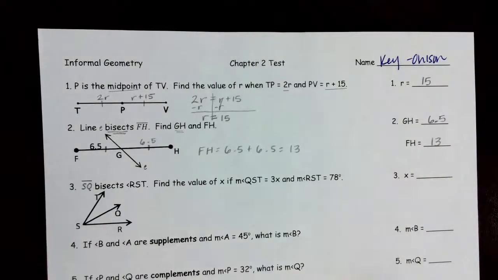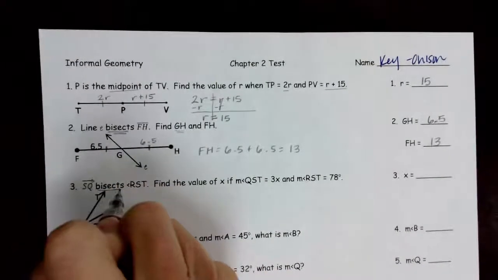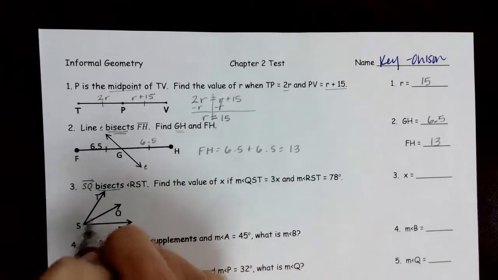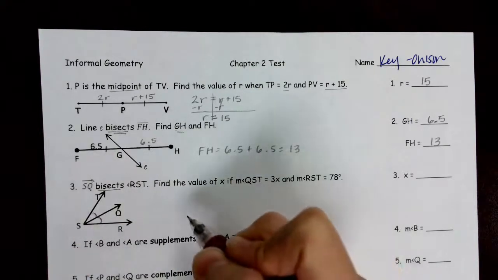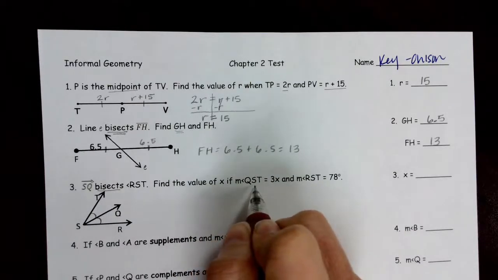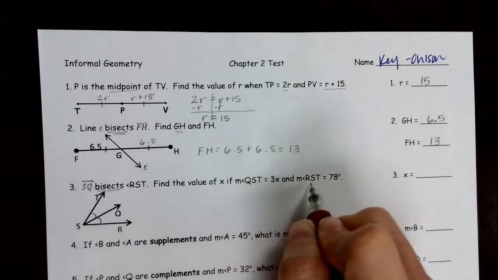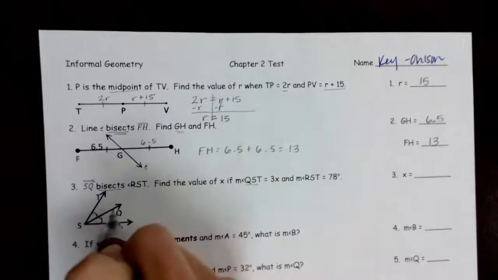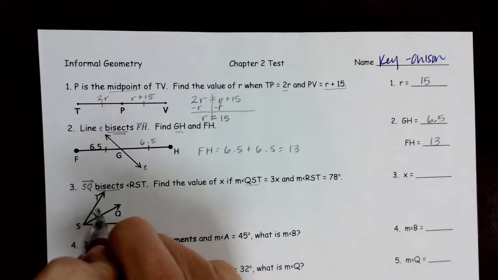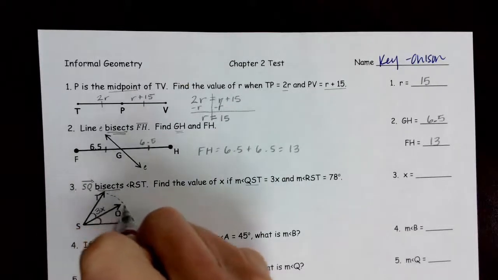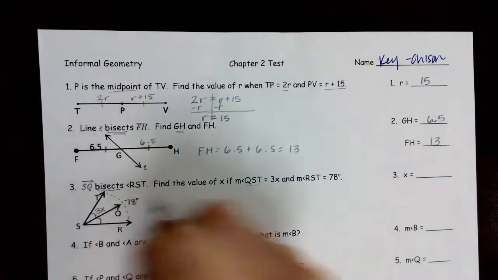Okay, the next problem says ray SQ bisects angle RST. So once again, if it bisects, what it means is it's cutting it in half. I'm going to mark this angle here and this angle here congruent. They have the same measure. To find the value of X, it says if the measure of angle QST is 3X and the measure of angle RST is 78. So we want to label these on our diagrams. QST, this angle right here, is going to be 3X. RST represents the full angle. The full angle is going to measure 78 degrees.